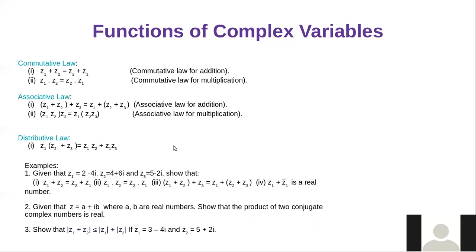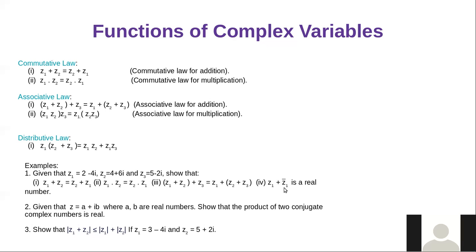So now let's look at some examples. Given that Z1 is equal to 2 minus 4i, Z2 is equal to 4 plus 6i, and Z3 is equal to 5 minus 2i. Show that, one, Z1 plus Z2 is equal to Z2 plus Z1. Two, Z1 dot Z2 is equal to Z2 plus Z1.